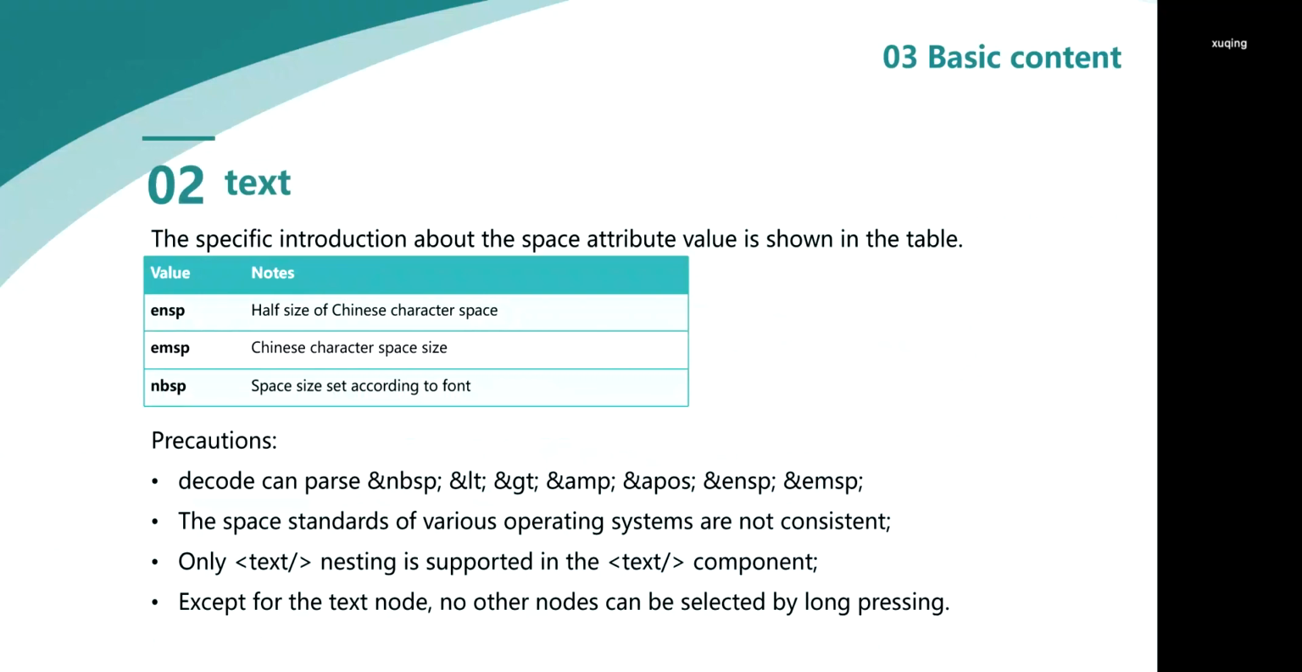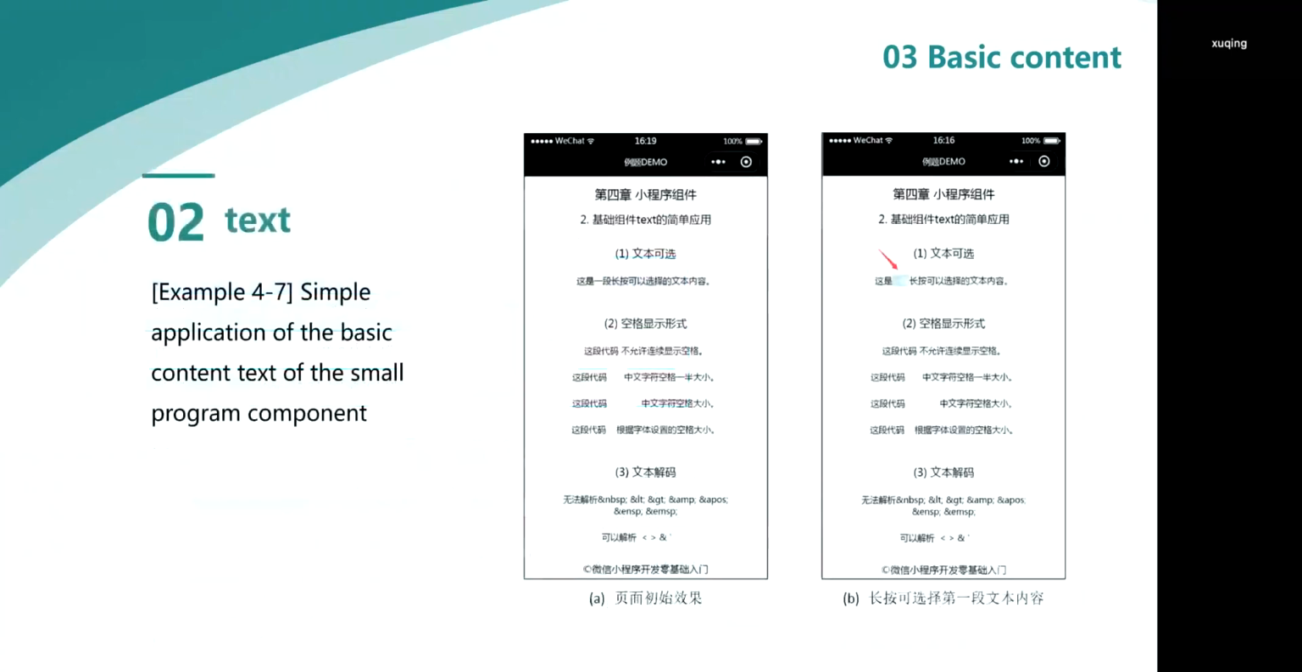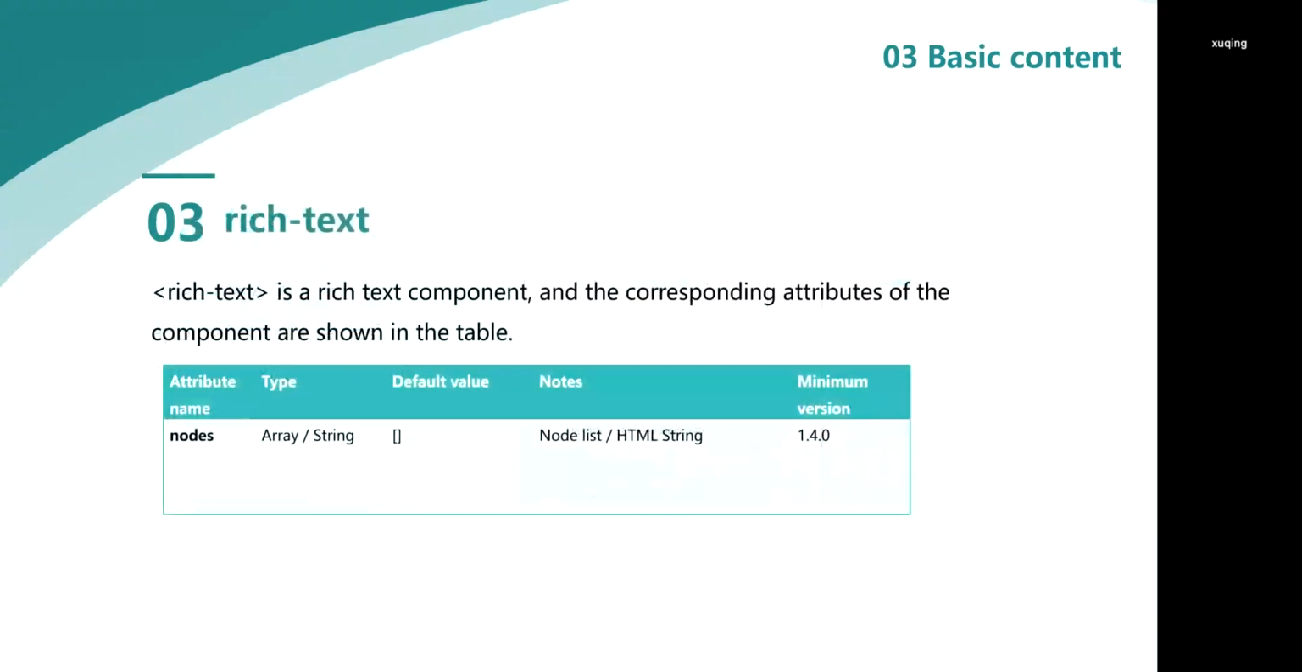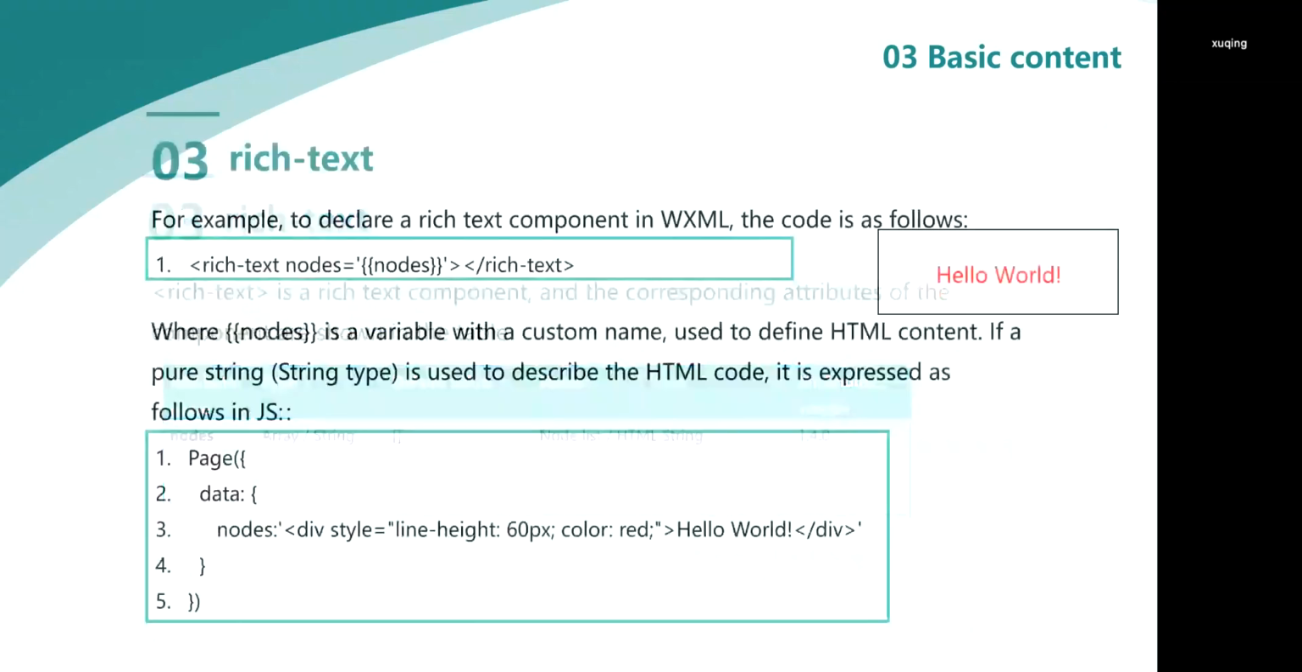Then we have the next. Here it's shown this example, a simple application of the basic content text of the small program component. And we have another component, rich text. Rich text is a rich text component, and the corresponding attributes of the component are shown here. You see nodes, array, string. We have rich attributes. This one I can show you also.